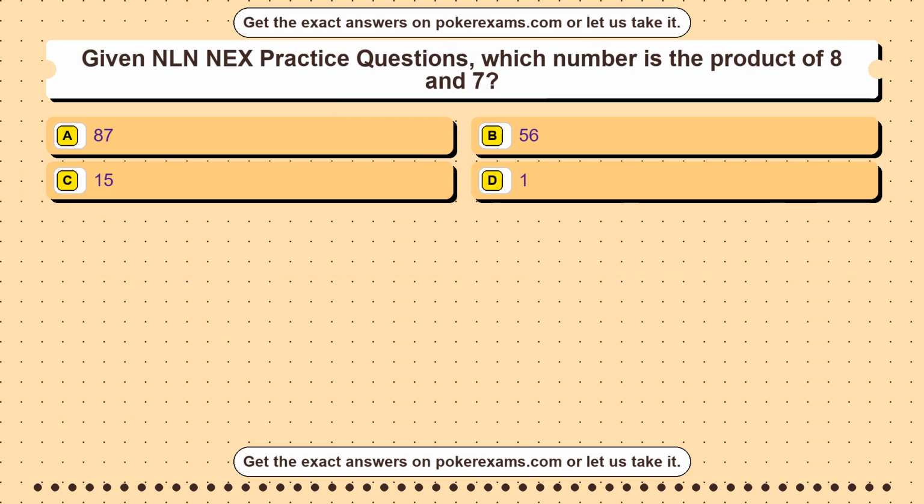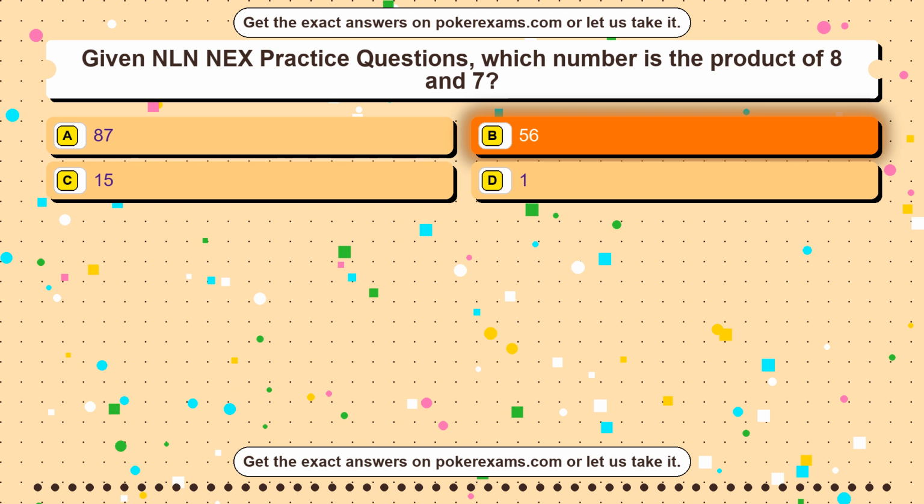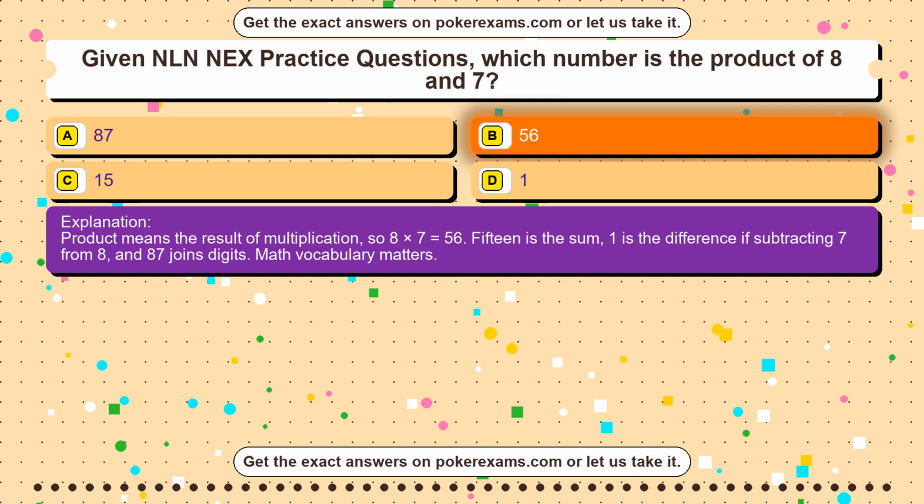Question 48. Given NLN NEX Practice Questions, which number is the product of 8 and 7? Option A 87. Option B 56. Option C 15. Option D 1. The correct answer is option B. 56. Product means the result of multiplication, so 8 times 7 equals 56.